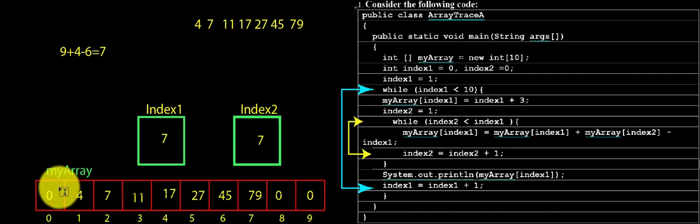Index 1's element will be incremented with the value of 8. 8 is less than 10, true. Index 1's 8th position will be incremented with 8, 9, 10, 11. Index 2 will be reset to 1. 1 is less than 8. Again the same step will be followed. 11 plus index 1's value 4 minus 8 equals 7.